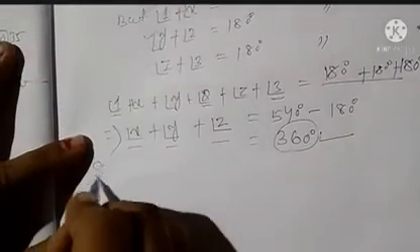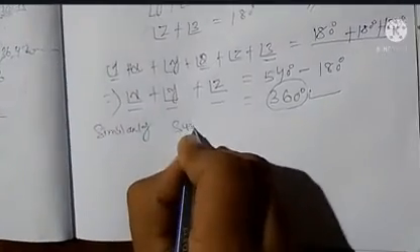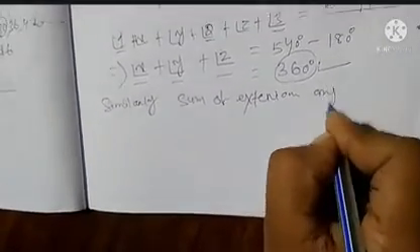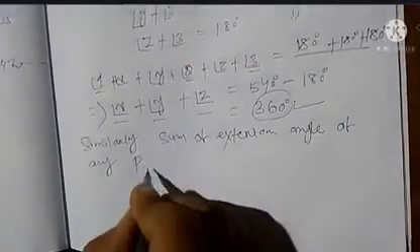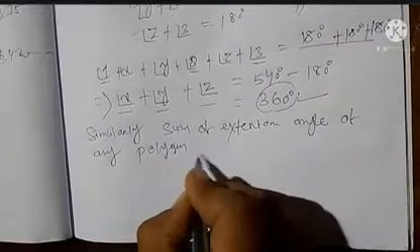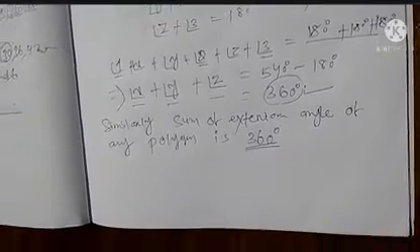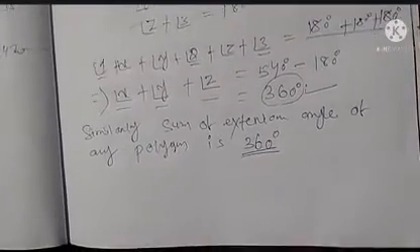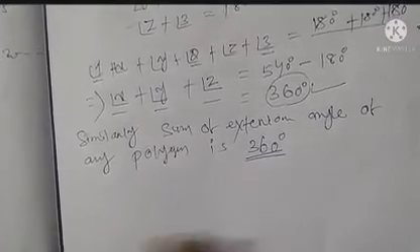Similarly, the sum of the exterior angles of any polygon, this is a three-sided polygon, of any polygon is also 360 degrees. Okay. For any polygon, the sum of the exterior angles is 360 degrees. So next we find how much each angle is.